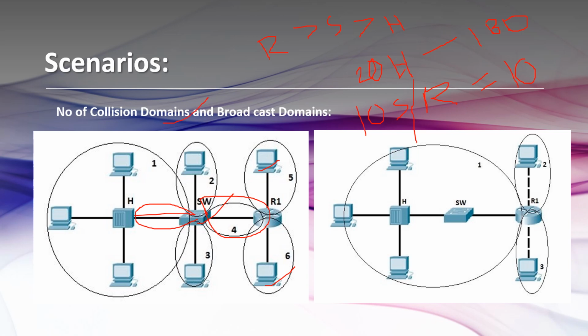Now let's see the broadcast domains. On the router, each port belongs to a separate broadcast domain. Same for the switch. But here we have 3 ports belonging to a broadcast domain, and the switch is already connected to the router's broadcast domain, so it will be considered as 1. Then we have 3 broadcast domains here. That's all.